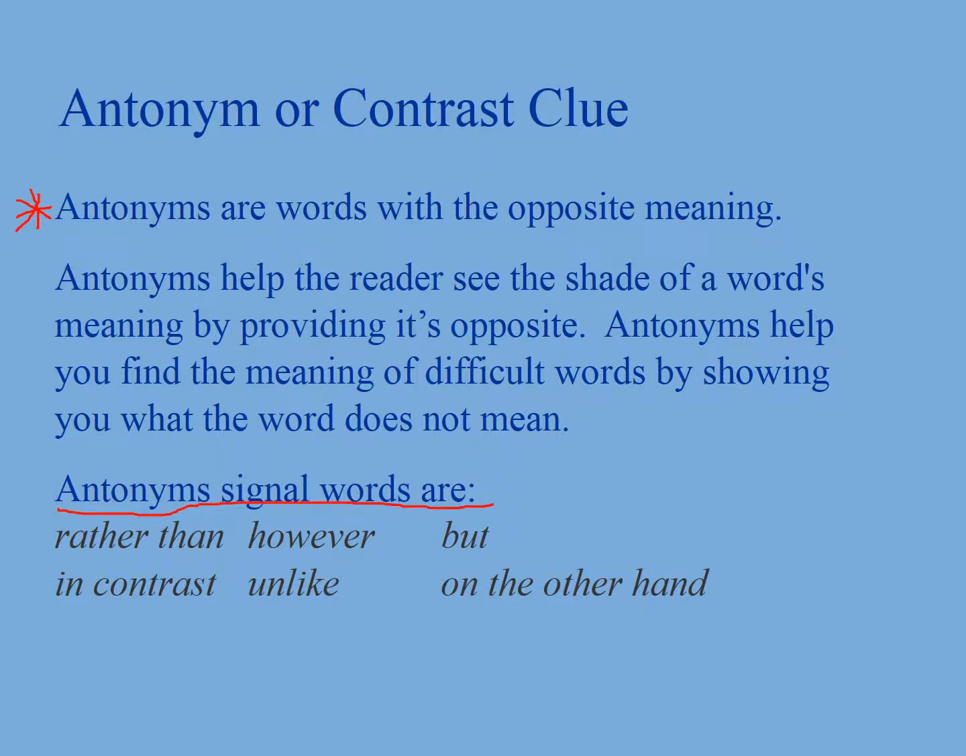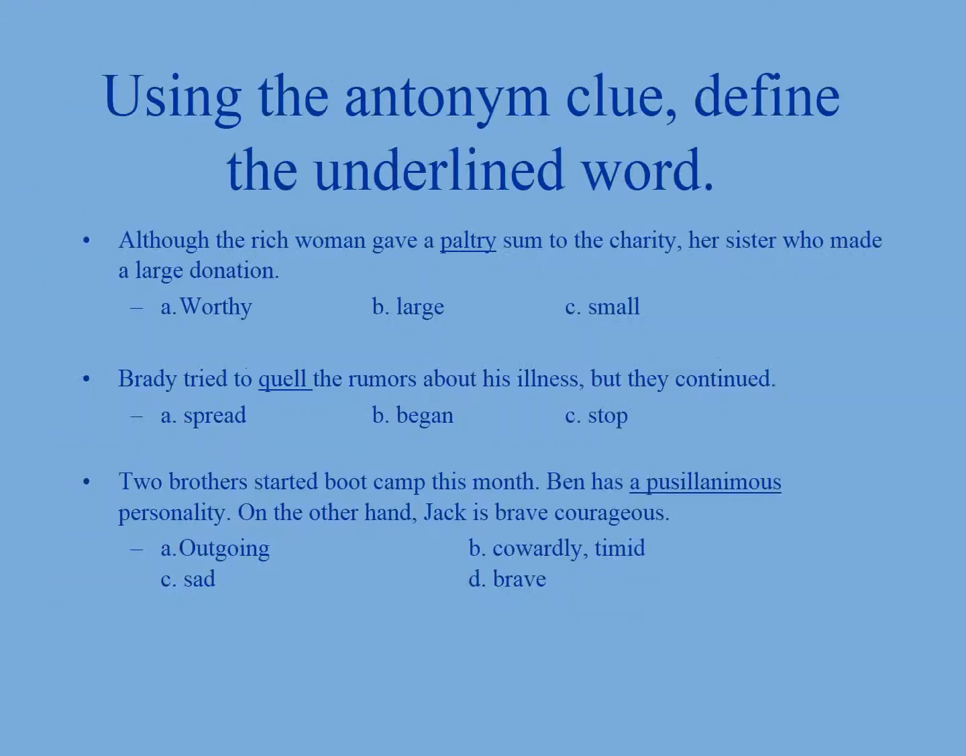Antonym context clues will often have signal words. When you see words like rather than, however, but, in contrast, unlike, on the other hand, although, these are words that indicate that this is the antonym clue. Okay, so let's practice the antonym clue.